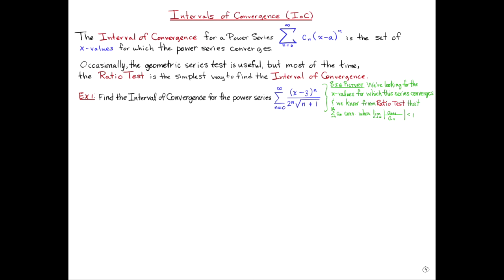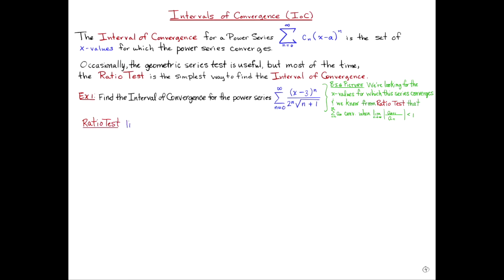In our first example, we want to find the interval of convergence for the power series, the sum from n equals 0 to infinity of x minus 3 to the n over 2 to the n times the square root of n plus 1. Big picture here. We're looking for all of the x values for which this series converges. And we know from the ratio test that a series a sub n is going to converge when the limit as n approaches infinity of the absolute value of a sub n plus 1 over a sub n is less than 1. Let's start by naming our test, the ratio test.